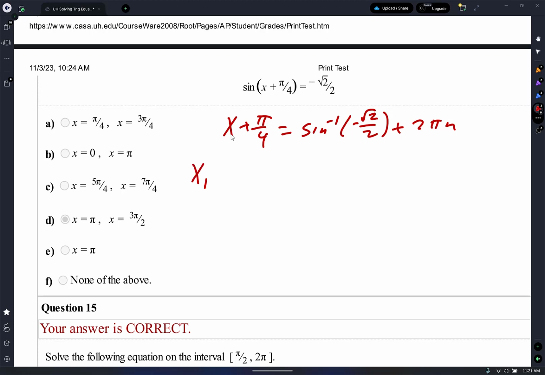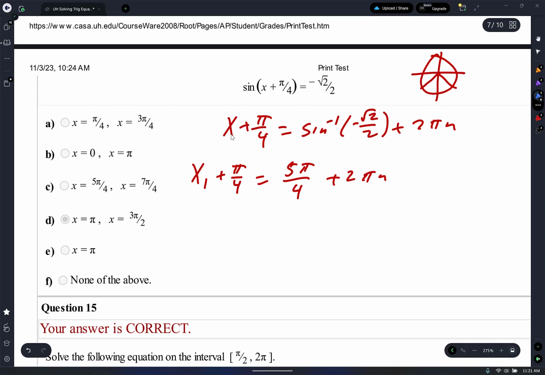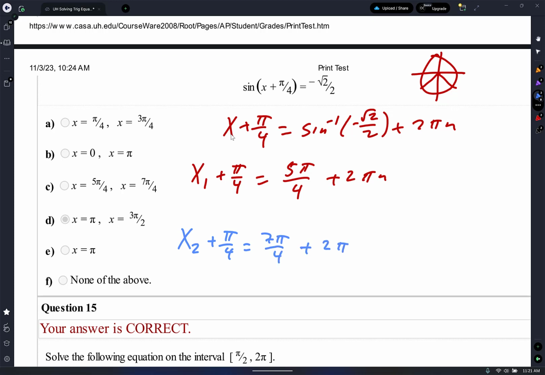I'm going to write x1 plus pi over 4 equals, on the unit circle, sine is negative square root of 2 over 2 in quadrant 3 and in quadrant 4. What is it in quadrant 3? Perfect. 5 pi over 4 plus 2 pi n. And I'm going to change my color here. x2 plus pi over 4 equals, the other one is? Perfect.